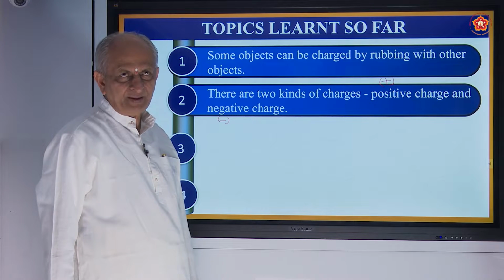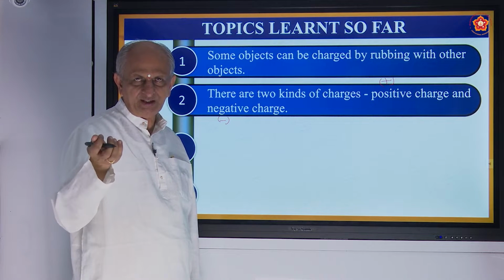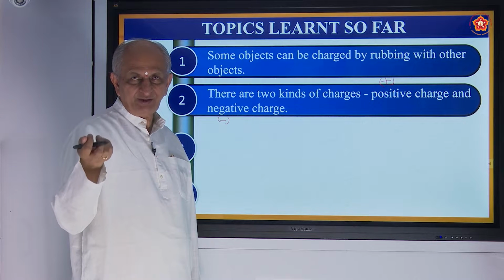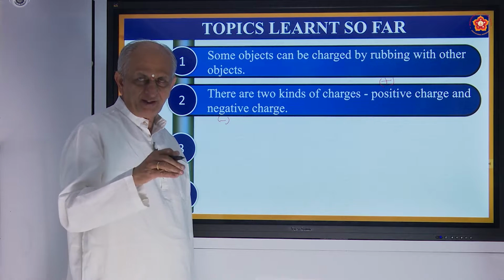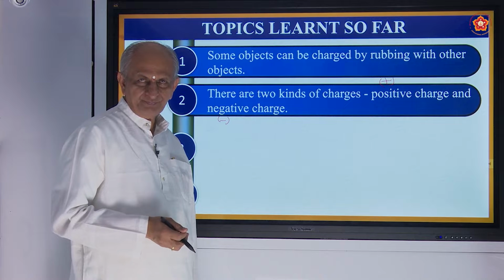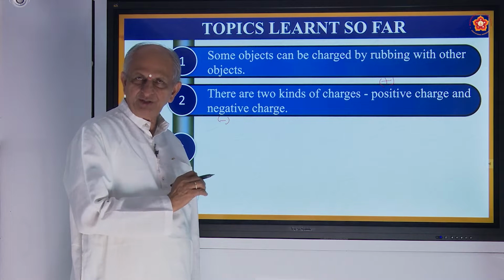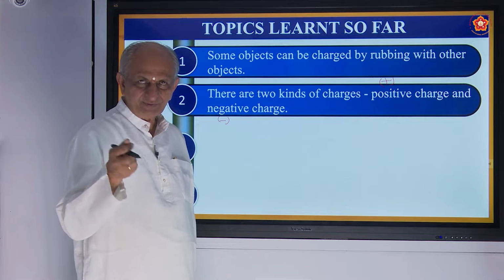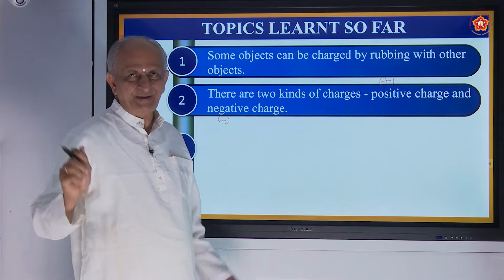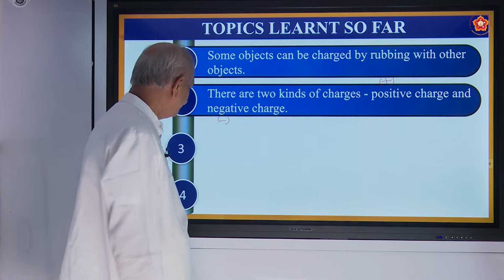For example, when you rub a glass rod with silk, the silk becomes negatively charged and the glass rod becomes positively charged. Ebonite rod with wool: the ebonite rod will be negatively charged and the wool will be positively charged. How does it happen? Only on rubbing. If you keep it as it is, no changes.